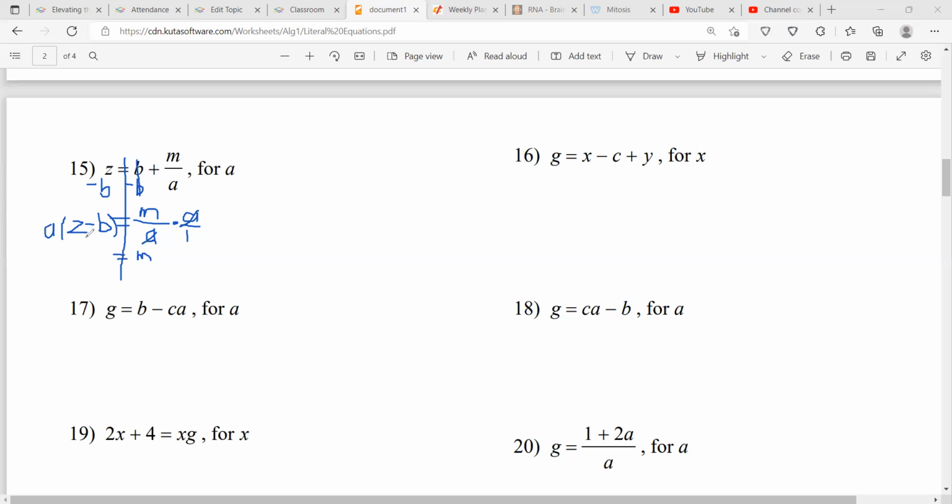To undo multiplying by z minus b, I'm going to divide by z minus b. Again, we're just thinking of that as one factor because it's in parentheses together. Over here, we have to divide by the same thing, z minus b. I don't really need the parentheses because this long fraction bar is already telling me they're in a group, but you certainly could use them. So in the end, a is just equal to m over z minus b, what we're looking for in number 15. We'll clear that one off and look down at number 19.